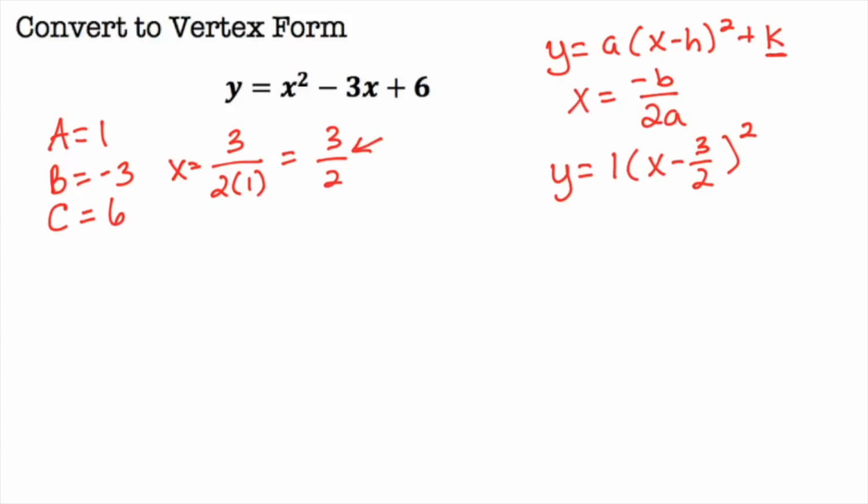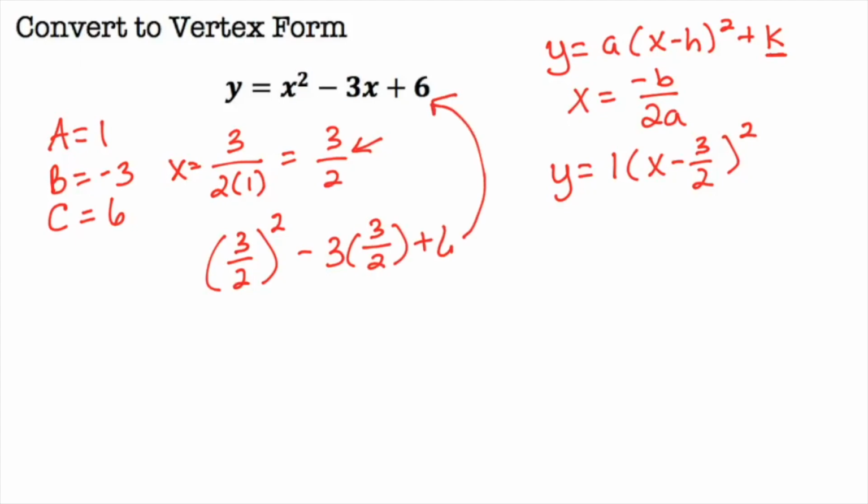So we take 3/2 and we plug it into the equation, which is x squared, so that's 3/2 squared minus 3 times 3/2 plus 6, and I just used our problem to replace x with 3/2. So 3/2 squared would be 9 over 4. Minus 3 times 3/2 would be 9 over 2, plus 6.